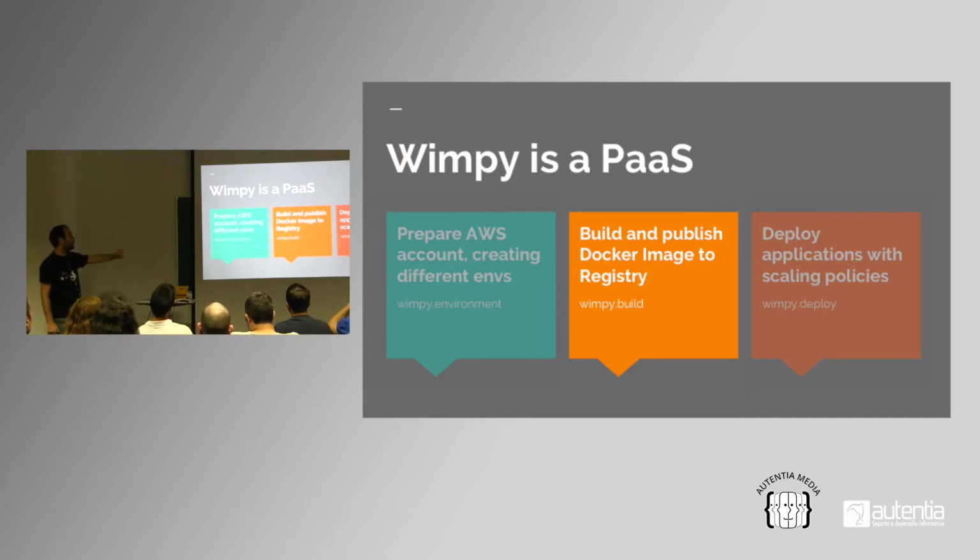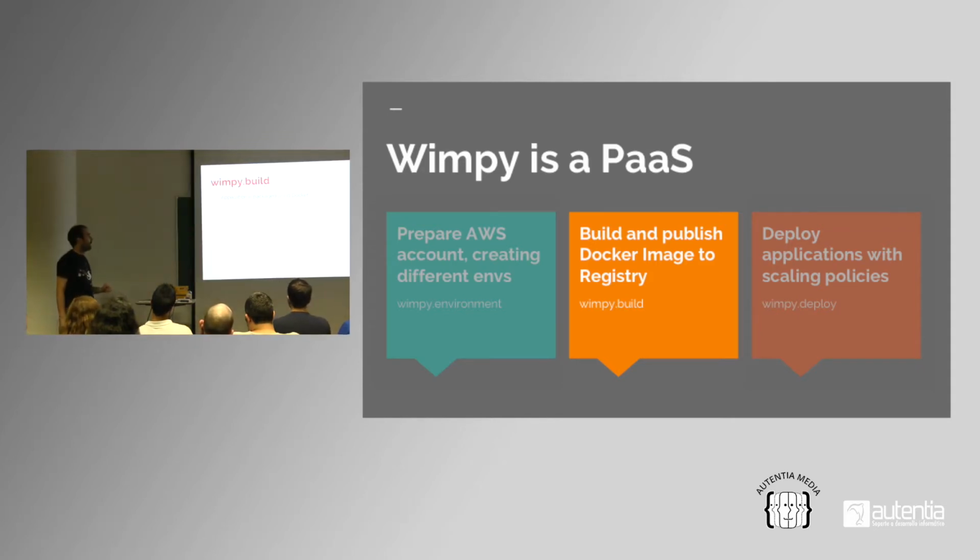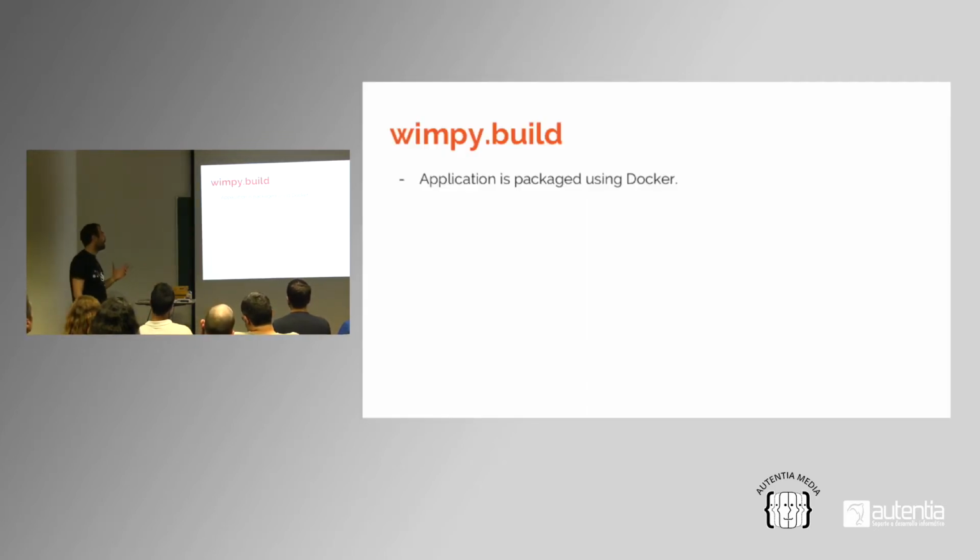Next, we have the role that builds and publishes the Docker image for your application. And when I created Wimpy, I decided that Docker was a nice way of packaging applications. It's becoming a standard way of packaging applications. You just write the Dockerfile, you specify everything you need for your applications to run, and you can create an image that everybody can use to run that application in your computer or in a cloud server or whatever you want.